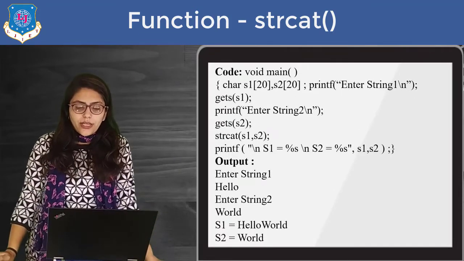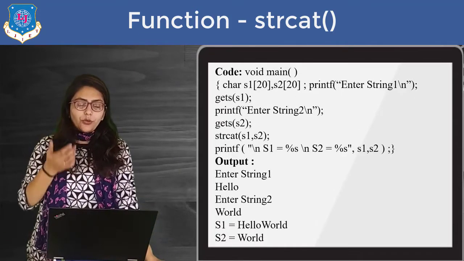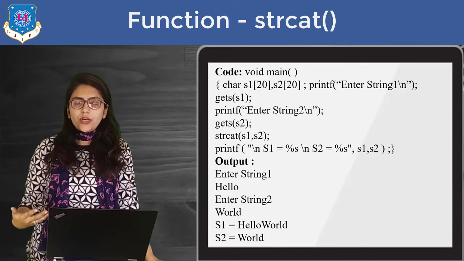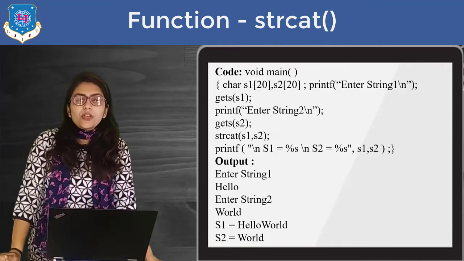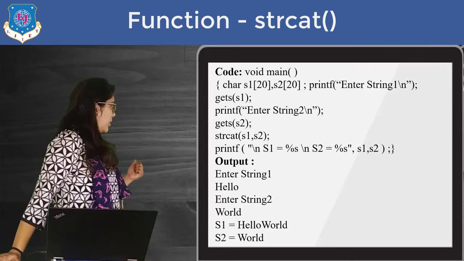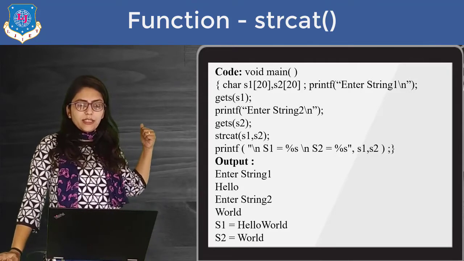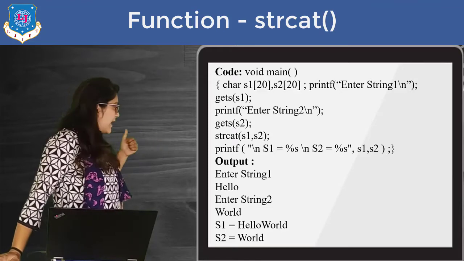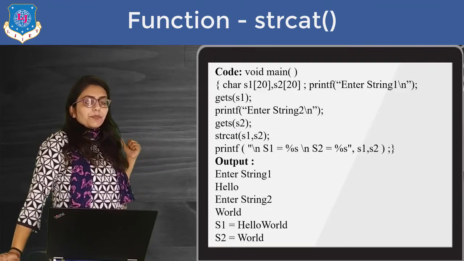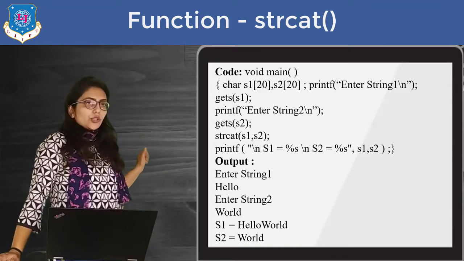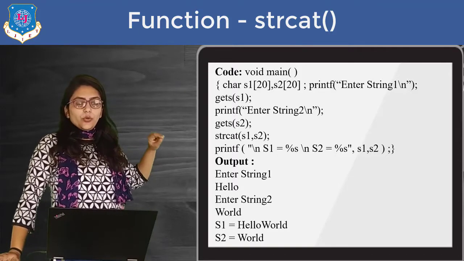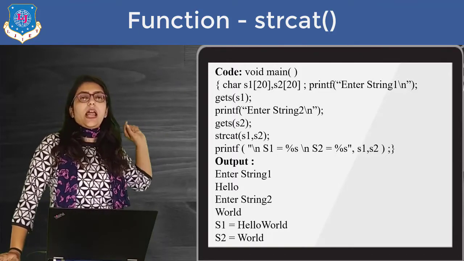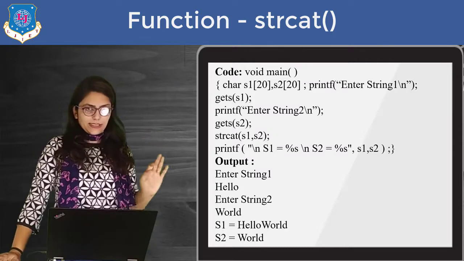So here is the code in which, in the first string, the user is entering hello, and in the second string, the user is entering world. So the first string becomes hello world according to this code, because I have used strcat s1 s2. That's why s1 will be hello world, but s2 will be world. So s1's hello is replaced with hello world, but s2 will be as it is, right?